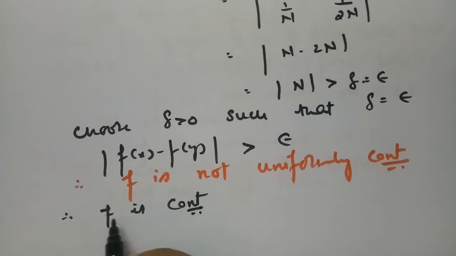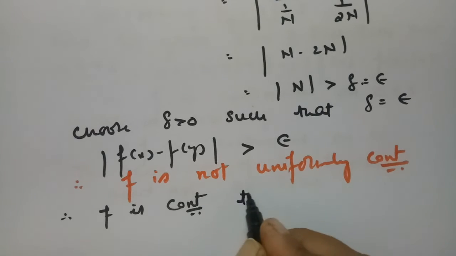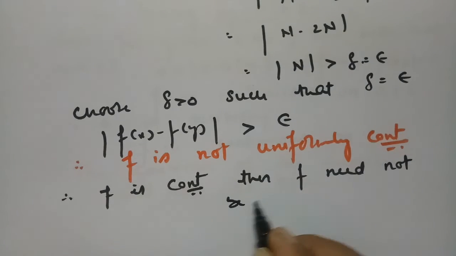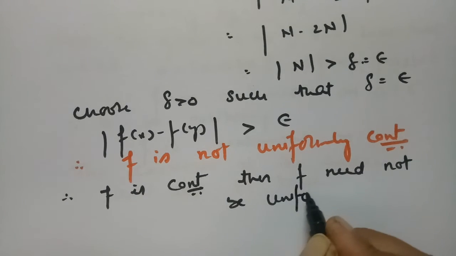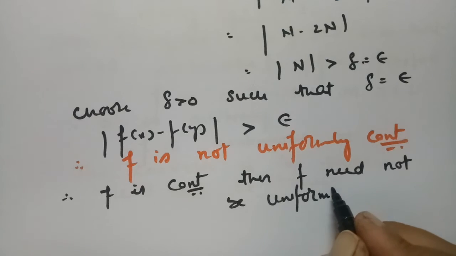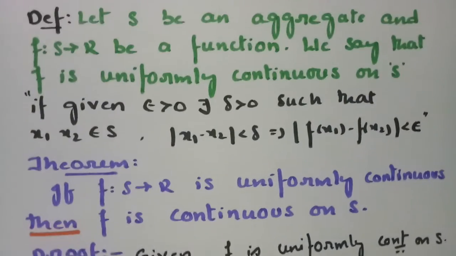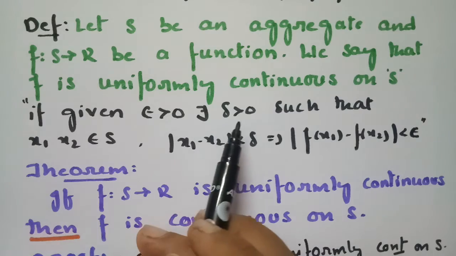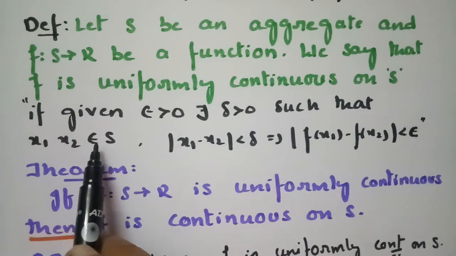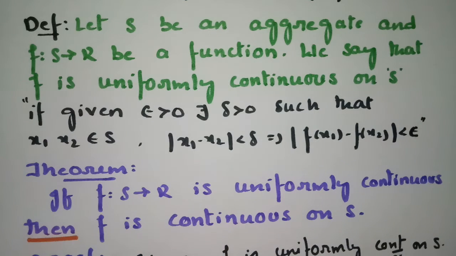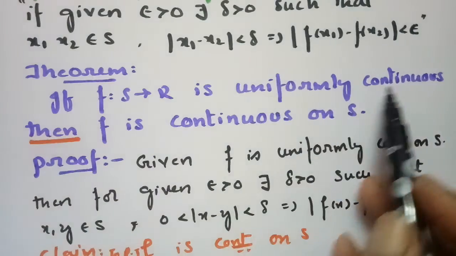So if f is continuous, then f need not be uniformly continuous. So the converse of the theorem need not be true. This is the theorem on uniform continuity. According to uniform continuity, for epsilon positive there exists delta positive such that for x1, x2 belonging to S, modulus of x1 minus x2 less than delta implies modulus of f of x1 minus f of x2 less than epsilon. So we took f as uniformly continuous.